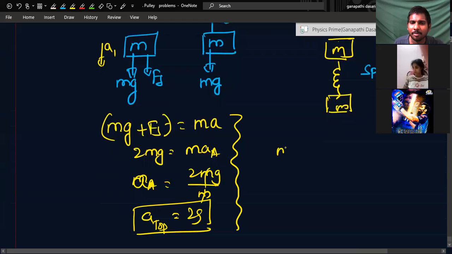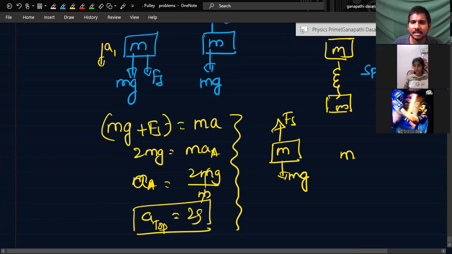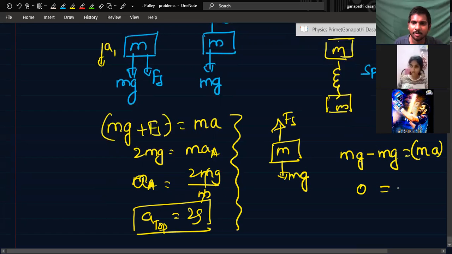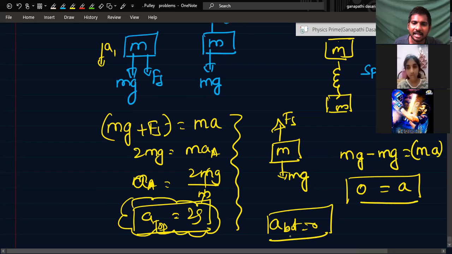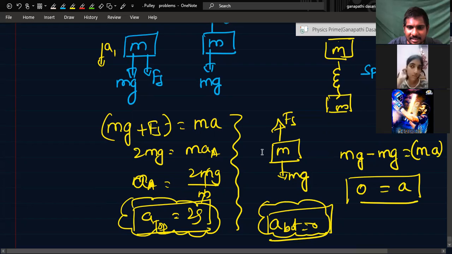On the second block, the force Fs will be upwards, mg will be downwards. Fs is mg. So mg minus mg is equal to mass into acceleration. mg minus mg is nothing but 0. So now the acceleration will become 0. So acceleration of the bottom block will be 0. Just after cutting, acceleration of the top block will be 2g. Just after cutting, acceleration of the bottom block will be 0.